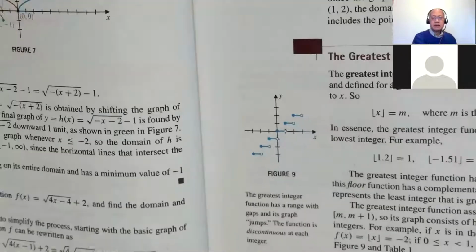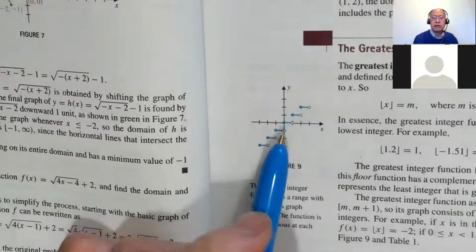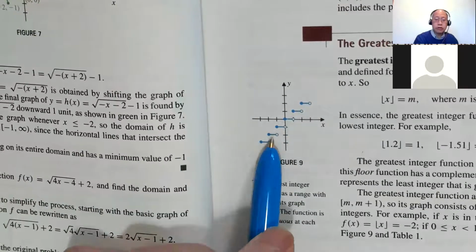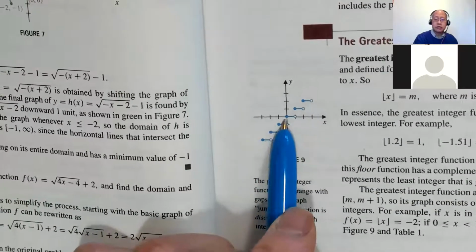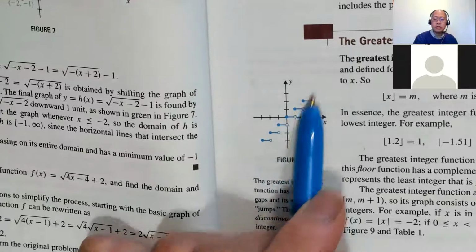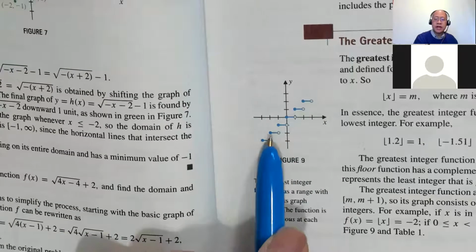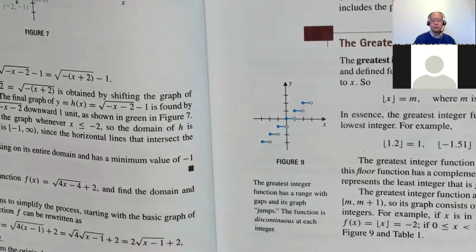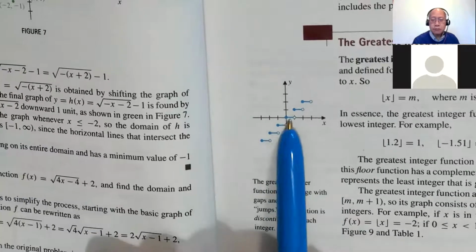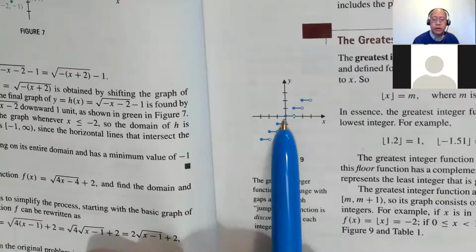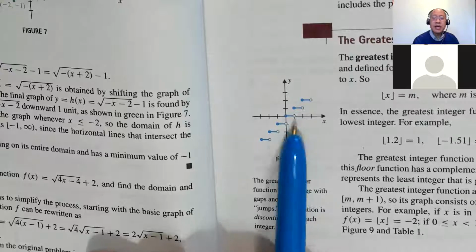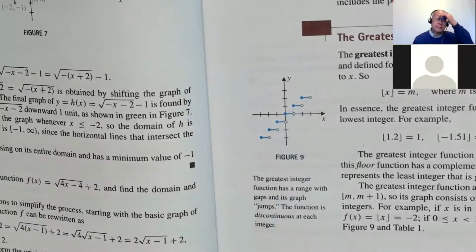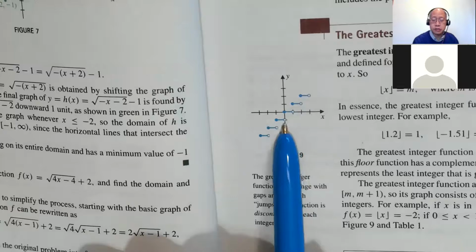So I mentioned the other day, greatest integer function of integers is itself. So closed circle, closed circle, closed circle. So that's 0, 0, 1, 1, 2, 2, 3, 3, negative 1, negative 1, negative 2, negative 2, negative 3, negative 3, right? And what's happening here? If I take any number between 0 and 1, counting 0 but not counting 1, all of those would get mapped down to 0, greatest integer function.